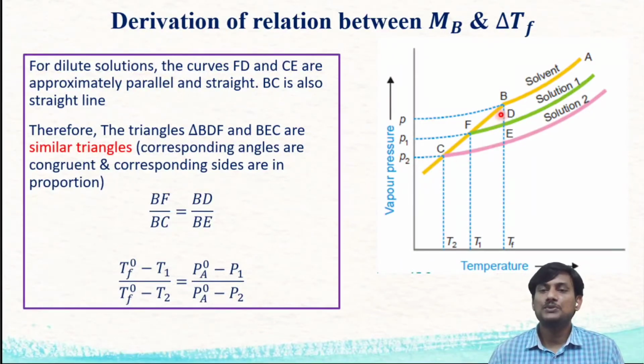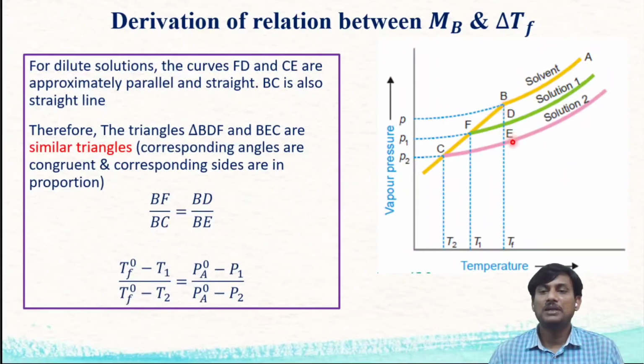Here you can observe two triangles, that is BDF and BEC. These two triangles are similar triangles, since the corresponding angles are congruent and the corresponding sides are in proportion. In case of similar triangles, the ratio of corresponding sides are equal.